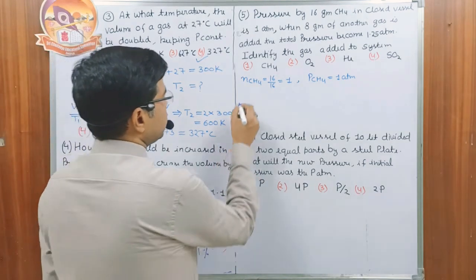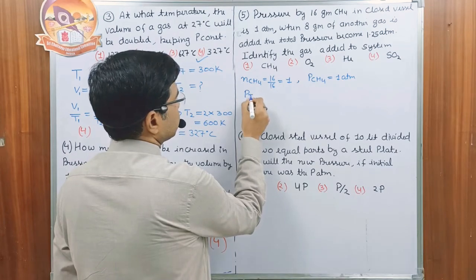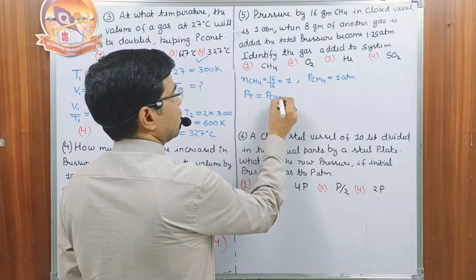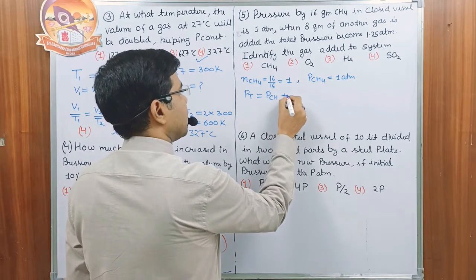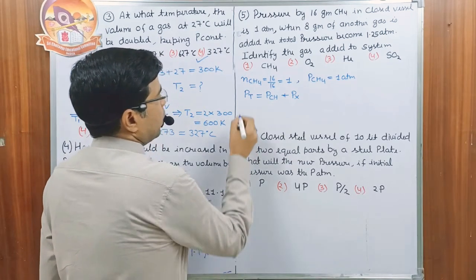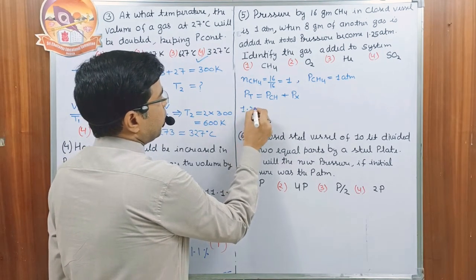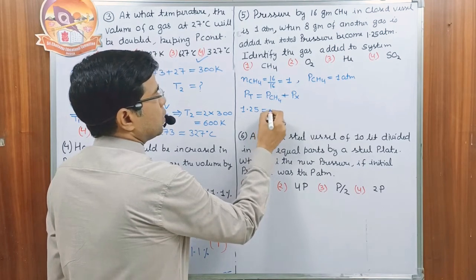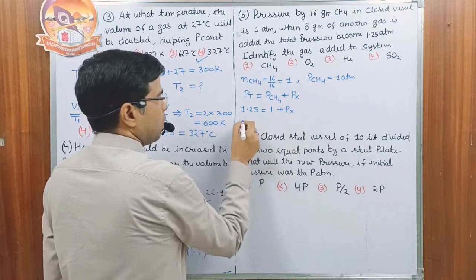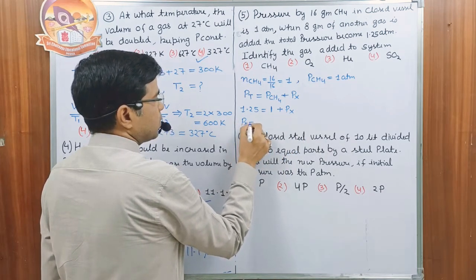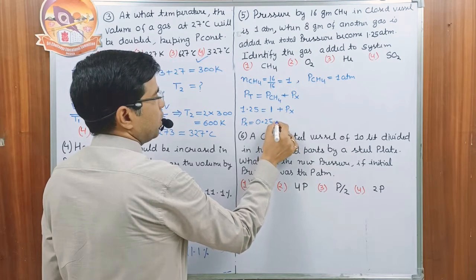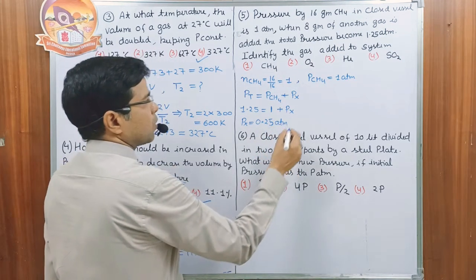So now you see, the total pressure is the pressure of the CH4 gas plus the pressure of the added gas, suppose the gas added is X and its pressure is Px. So the total pressure 1.25 is equal to the pressure of CH4, that is 1, plus Px. So what is the pressure of the new gas? The new gas pressure is 0.25 atmosphere.